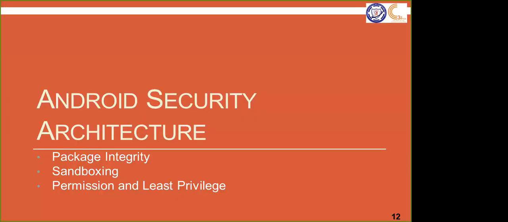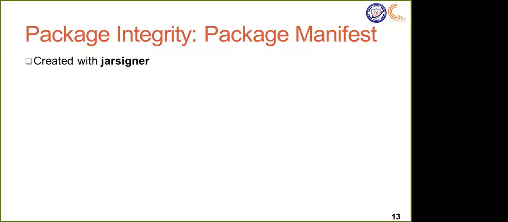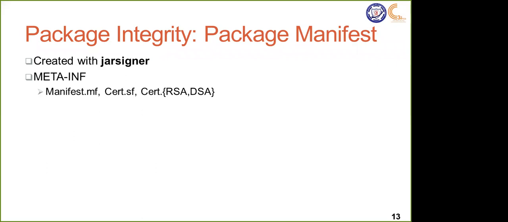Let's see what security features Android provides. Let's first see package integrity. Package integrity is based on the jar signer. As we have already discussed, META-INF stores the information about this integrity. It contains files: MANIFEST.MF, CERT.SF, and CERT.RSA or DSA, which is generally the public key of the signing certificate.